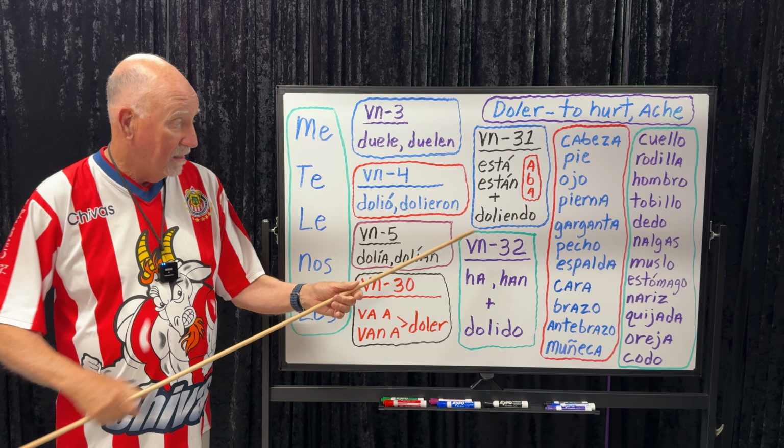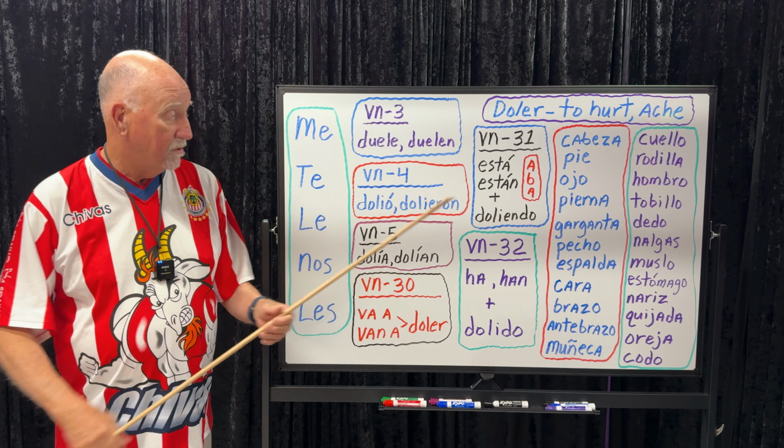Le dolía el pecho. Her eyes were hurting. Le dolían los ojos. His ankle was hurting. Le dolía el tobillo. That's why he went to see the doctor, because he was in pain. My nose was hurting. Me dolía la nariz. His jaw was hurting. Le dolía la quijada.